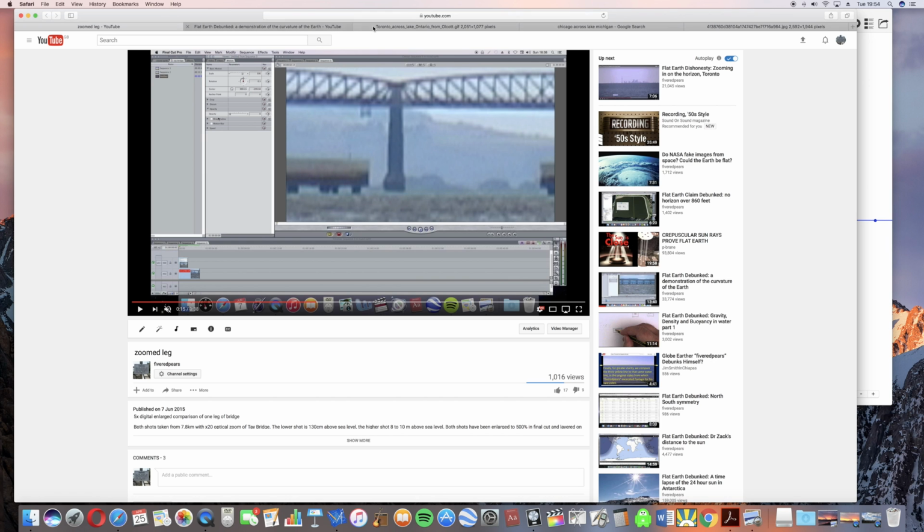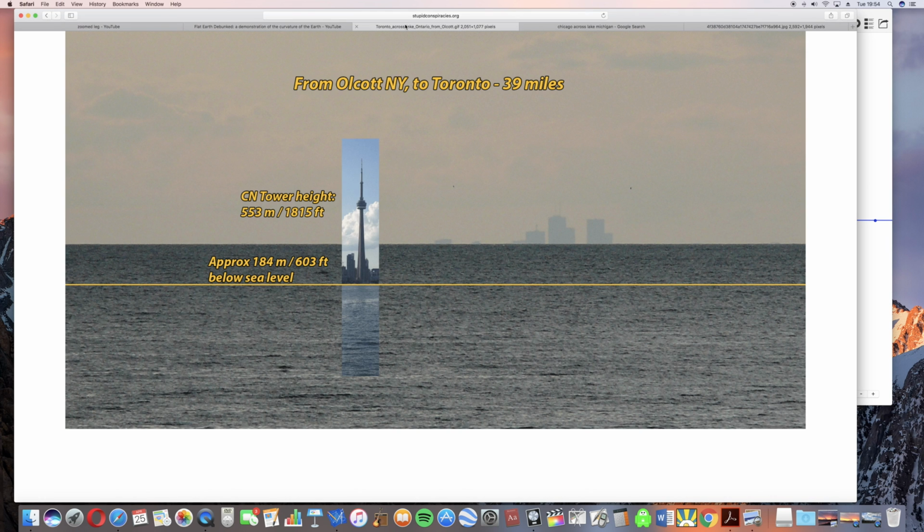Also, as I've shown before, there's Toronto from across Lake Ontario, sunk below the horizon, clearly sunk very well below the horizon. You can see lots of photographs like this online. Just go to Google Images.